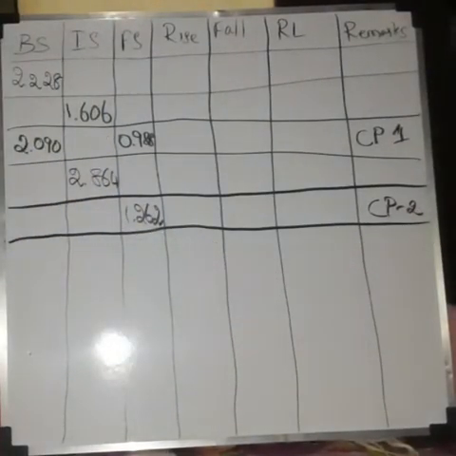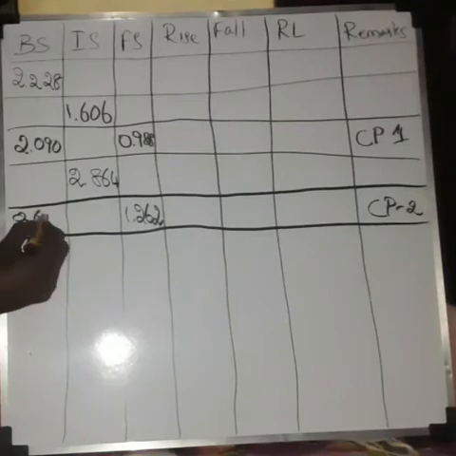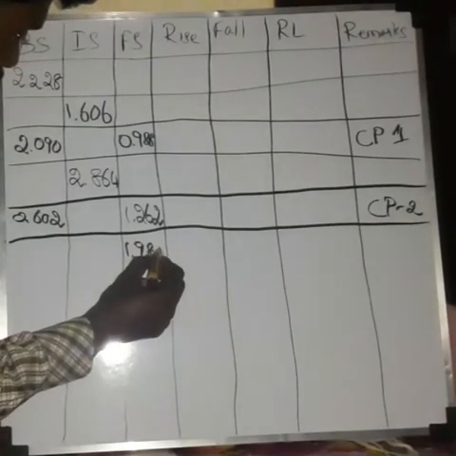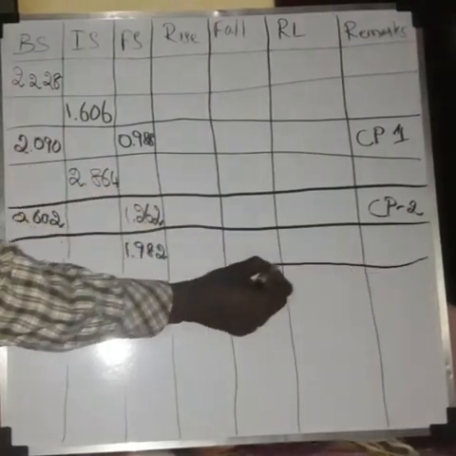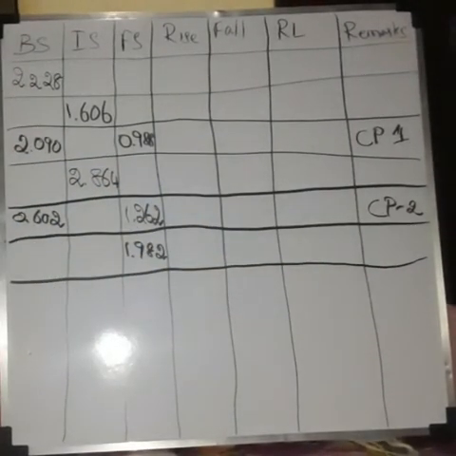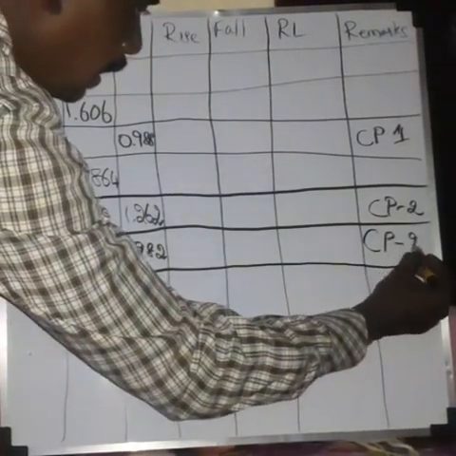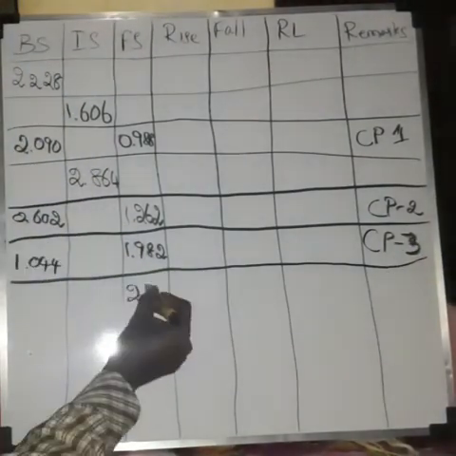Next, the 7th and 8th readings are taken at station 3. Only 2 readings were observed. The first reading is backsight, 0.602. The last reading is 1.982, the foresight value. After the 8th reading also, the instrument has been moved. So I wrote change point 3 in remarks column 4.